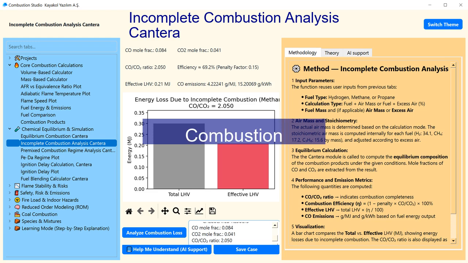Incomplete combustion analysis. Cantera tab: analyze incomplete combustion, including CO formation and residual species. In this analysis using Combustion Studio, we simulated an incomplete combustion scenario of methane under specific conditions. The purpose of such a simulation is to estimate unburned species and CO formation that can help us understand the performance of a combustion system and identify areas for improvement.